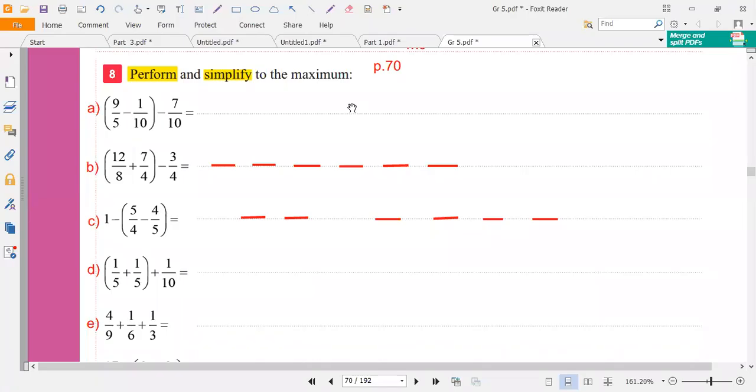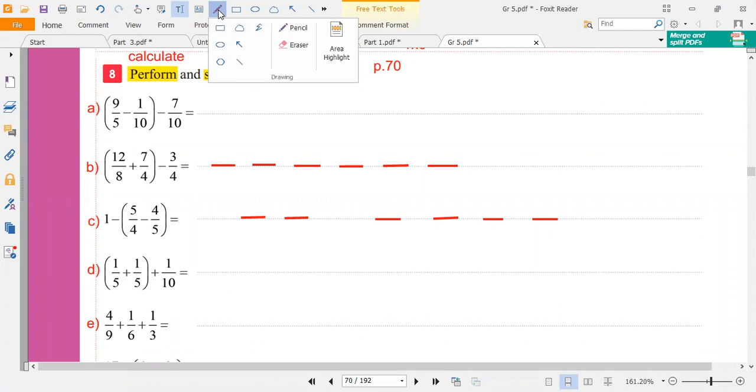Hello, this video will do exercise 8, page 70. Perform and simplify to the maximum. Perform means we have to calculate, and after we get the answer, we have to simplify the fraction. It means we have to divide the fraction to the maximum.